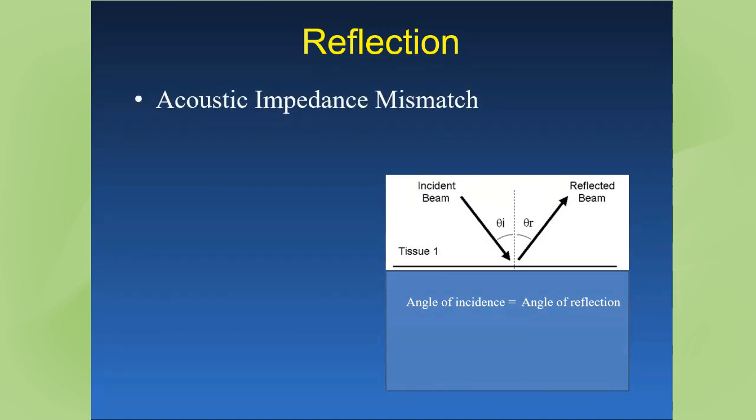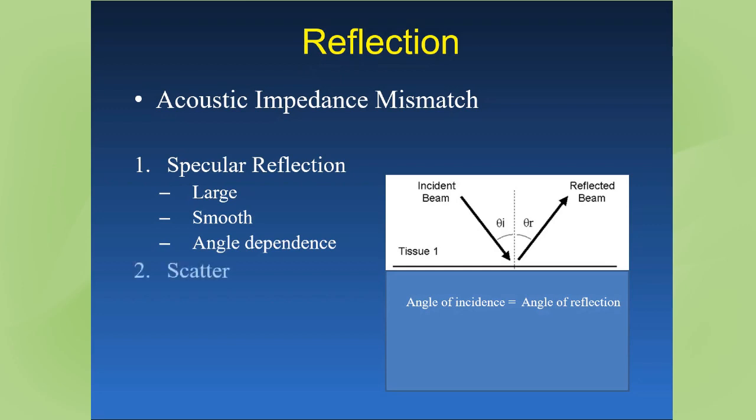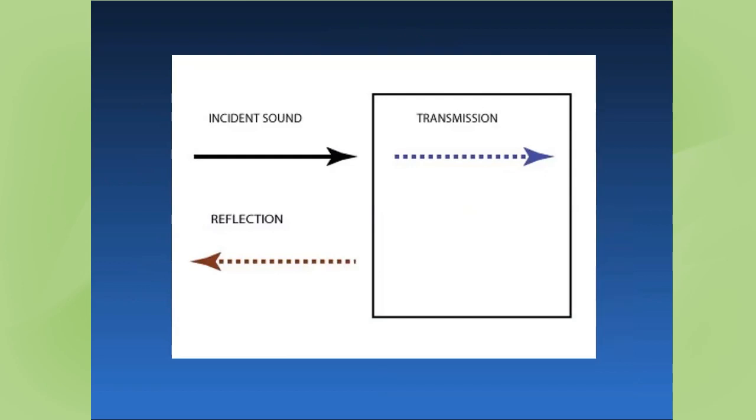Now this necessarily occurs if there is acoustic impedance mismatch. So there has to be a resistance and a change in the medium. Specular reflection is shown here. It is when you have a large reflective surface that's smooth in nature and it's angle dependent. On the other hand, scatter, which is also a type of reflection, are usually very, very small surfaces that are probably less than the size of a wavelength, rough in nature, and they're definitely frequency dependent. So specular reflection is frequency independent, it's just angle dependent, but scatter is frequency dependent. So again, an incident sound hitting an impedance, some is transmitted, some is reflected.